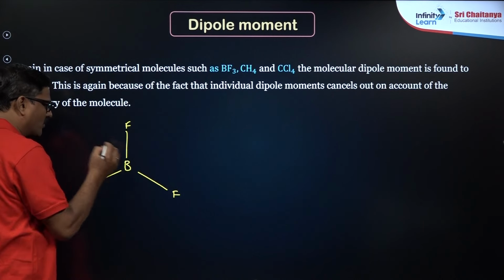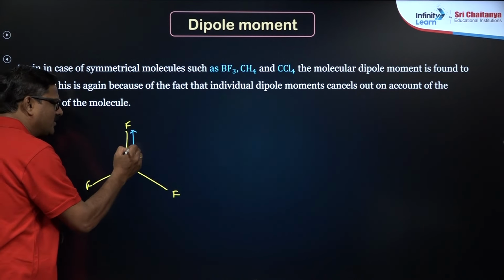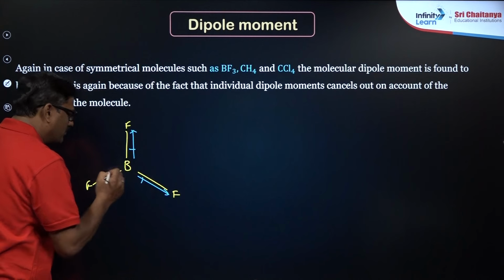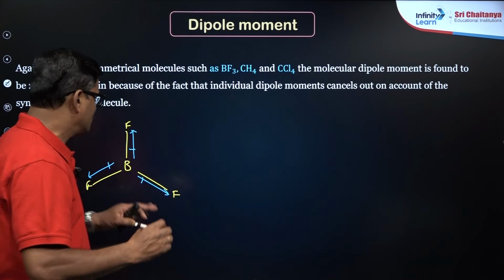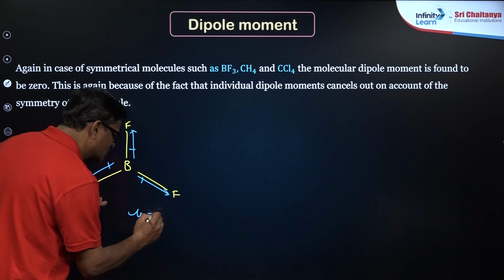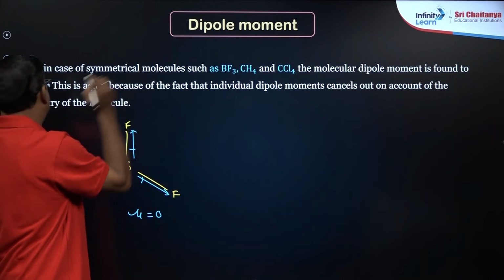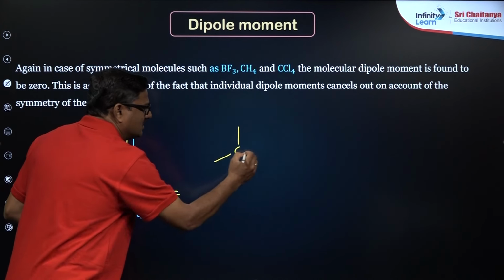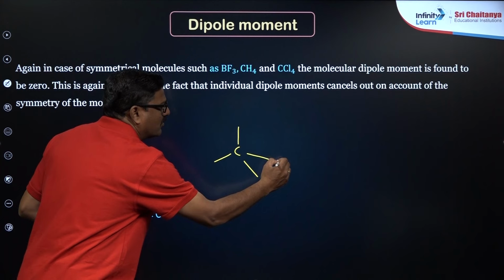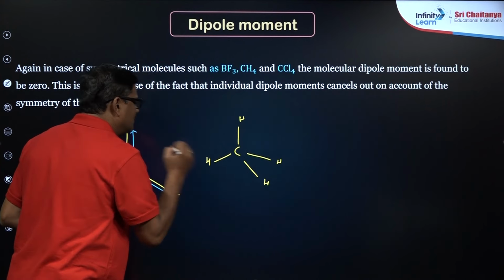In BF3, boron and fluorine, fluorine is more electronegative, so the three bond moments get cancelled because of the 120 degrees angle. So the resultant dipole moment is equal to zero. You can check CH4, it is tetrahedral. In the tetrahedral, all four bonds are going to be cancelled like this.